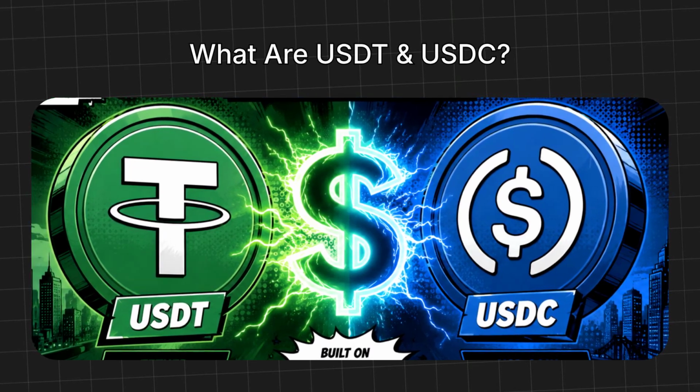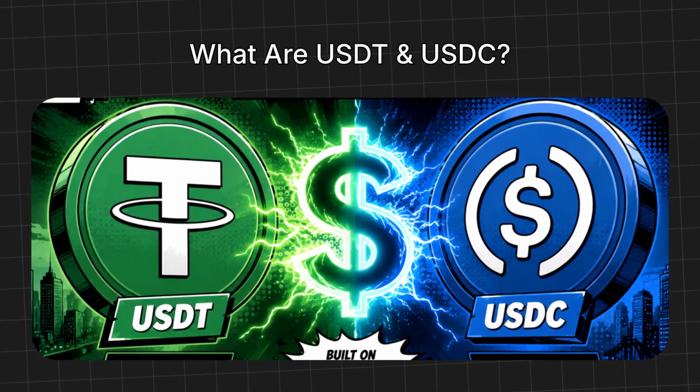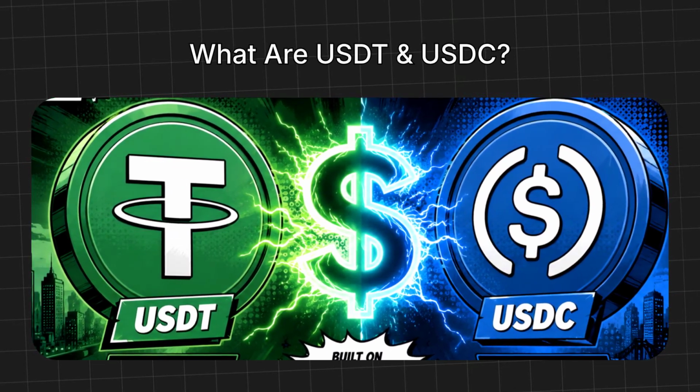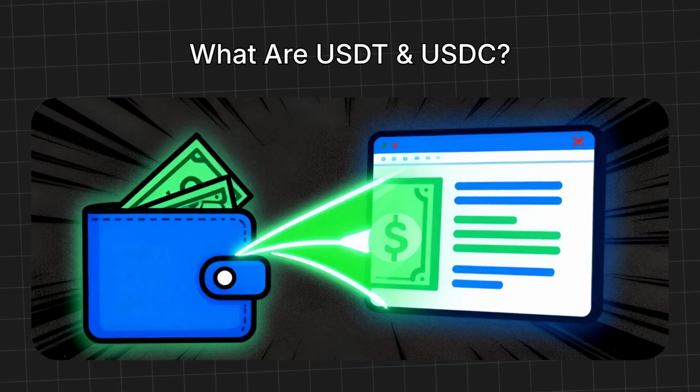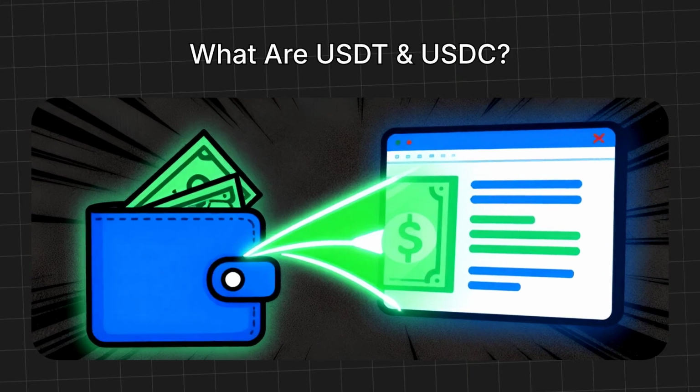USDT and USDC are stablecoins designed to maintain a value close to $1. They are commonly used for trading, transfers, payments, and moving funds between exchanges and wallets.